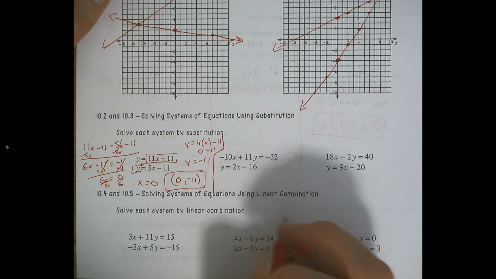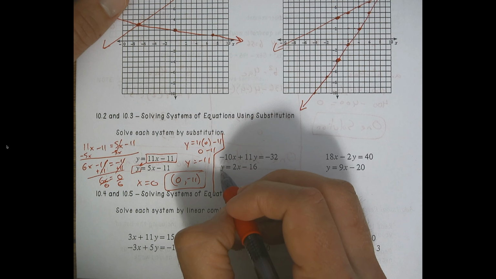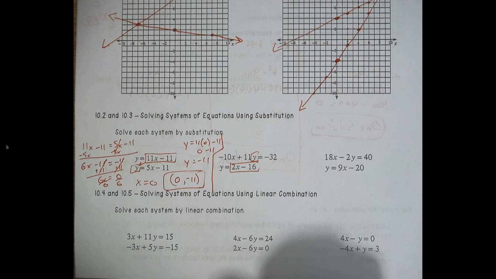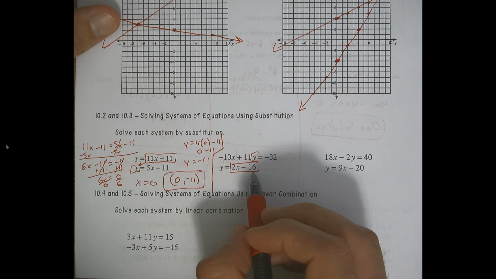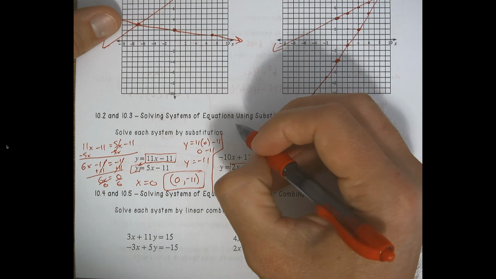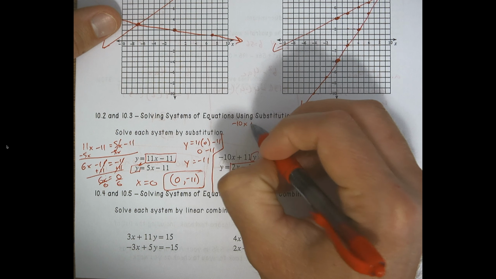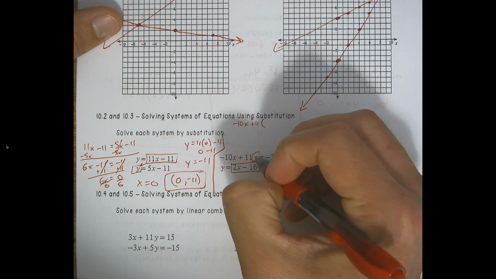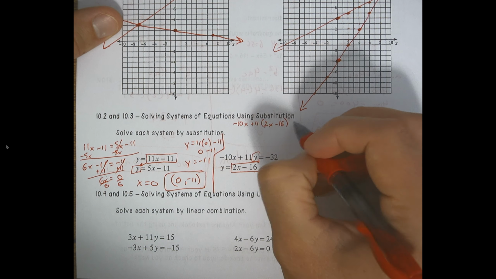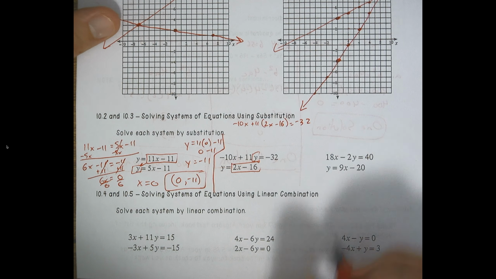All right, the next one, again using substitution, I see that y equals 2x minus 16. So I go to my other equation and I plug 2x minus 16 in for y because that's what y equals. So I'm going to move this all the way up. Negative 10x plus 11 times what y is equal to, 2x minus 16 equals negative 32. So this one's going to take some work.